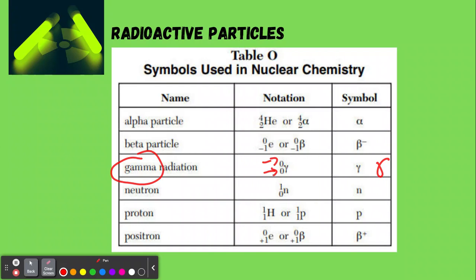So if you see gamma radiation in an equation, it does not affect the mass or the charge or the atomic number of the substance that it's being emitted from. Okay, we'll talk about the importance of that later in this presentation.